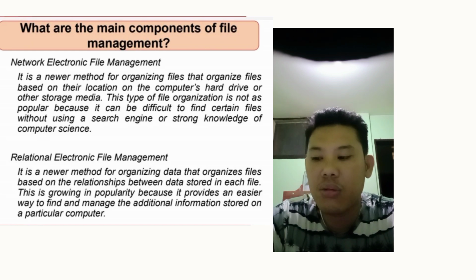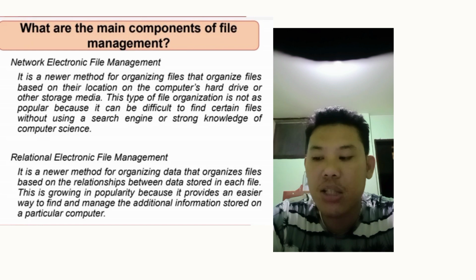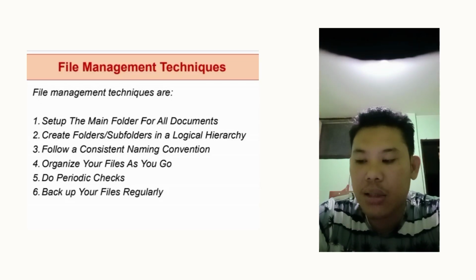Relational electronic file management is a newer method of organizing data that organizes files based on the relationship between data stored in its files. It is growing in popularity because it provides an easier way to find and manage the additional information stored on a particular computer. Those are the other main components of file management: network electronic file management and relational electronic file management.